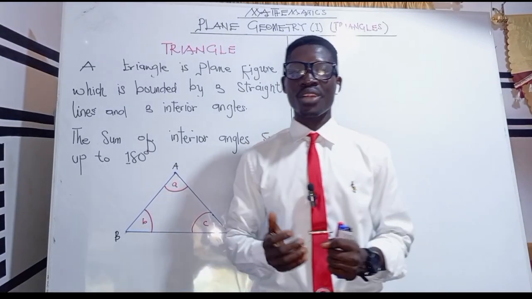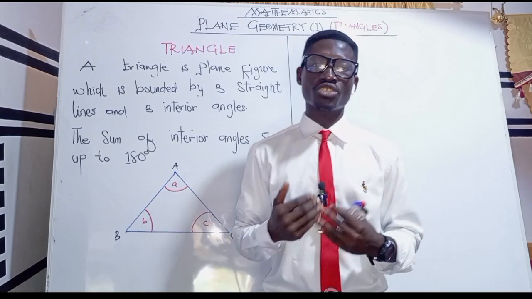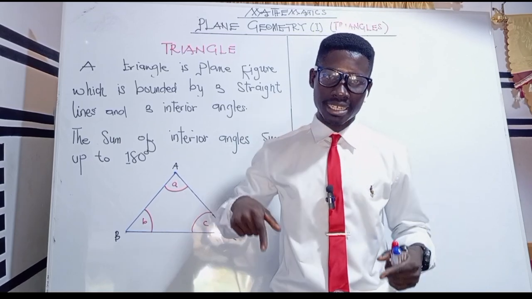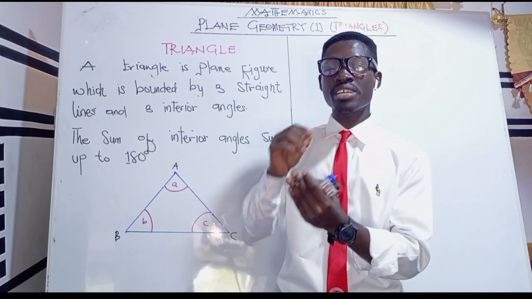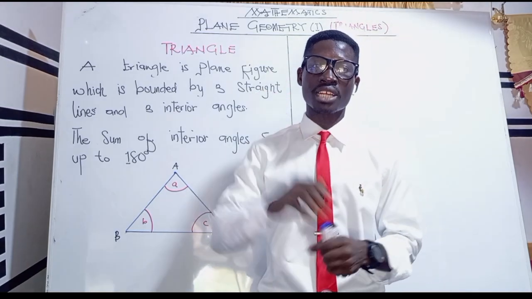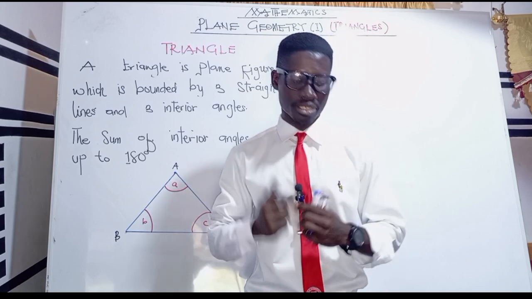So we are looking at triangles. Now, a triangle is a special type of polygon with 3 sides and 3 interior angles. When you have any plane figure which is bounded by 3 sides and 3 interior angles, then we can classify that plane figure as a triangle.